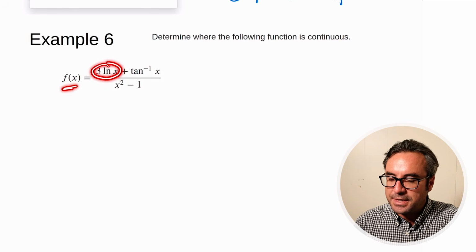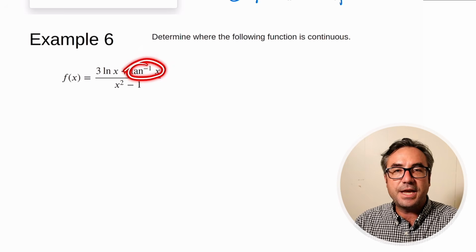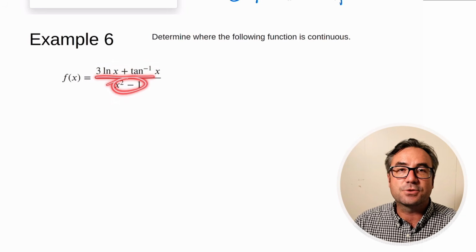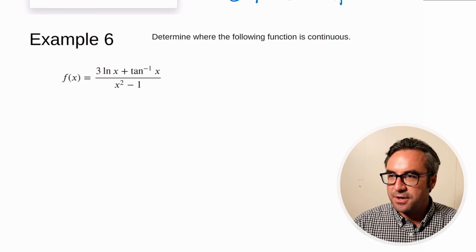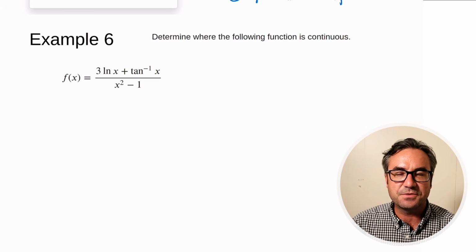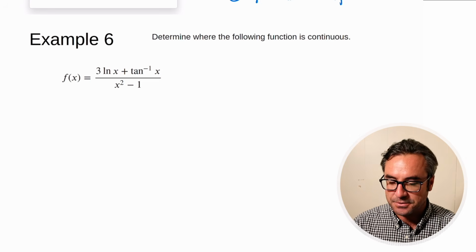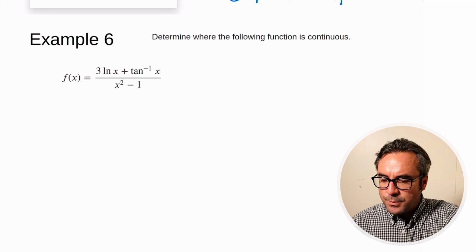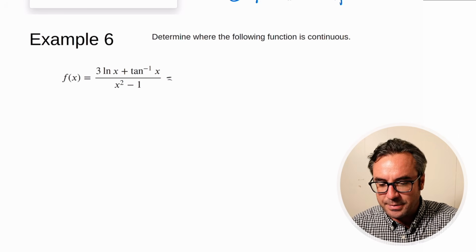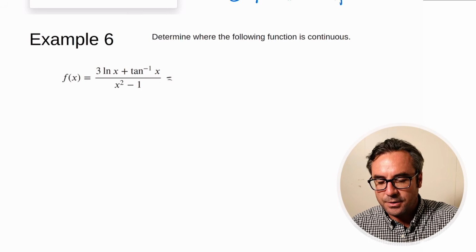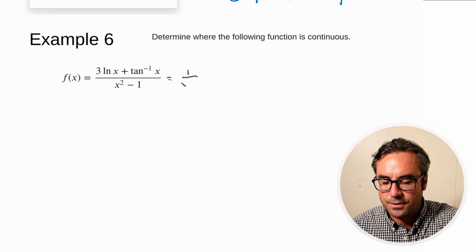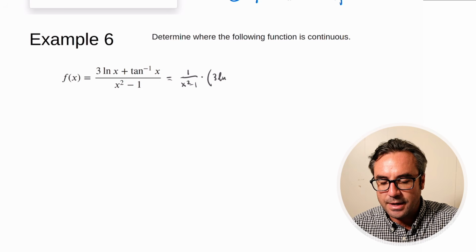We've got this function, 3 times natural log x plus inverse tan of x, all divided by x squared minus 1. So the idea here is we're going to look at each of the components. We're going to try to break this function down into its elementary parts. So I'm going to rewrite this first of all, just a little bit of a rewrite. And rather than dividing by x squared minus 1, I'm going to think of this as 1 over x squared minus 1 times 3 natural log x plus inverse tan of x.